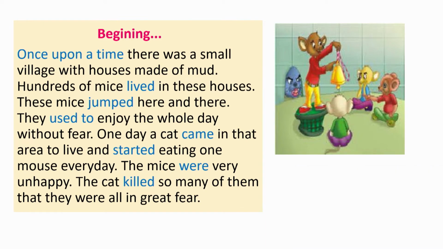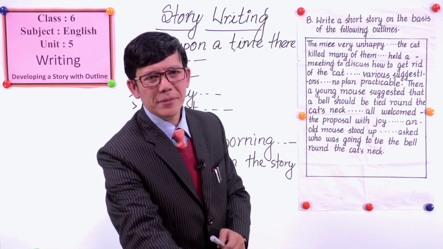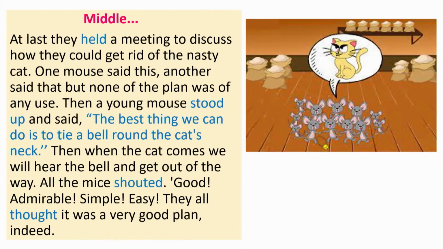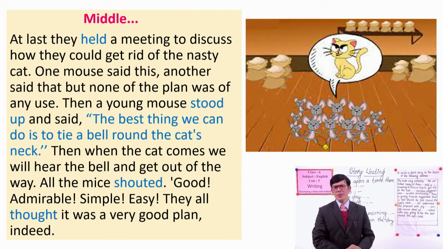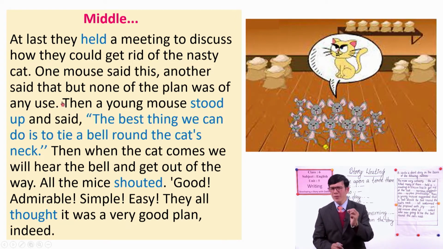Are you also writing together? Very good. Now, how do we develop the story? What happens then? Let's see the middle part. At last, they held a meeting to discuss how they could get rid of the nasty cat. Look at the word held. One mouse said this. Look at the use of direct speech here. One mouse said this, another said that, but none of the plans was of any use.